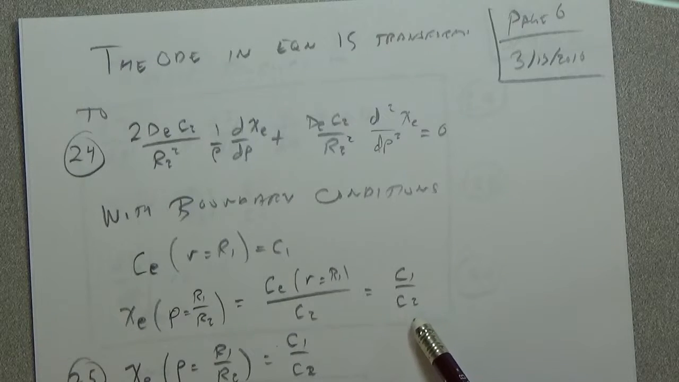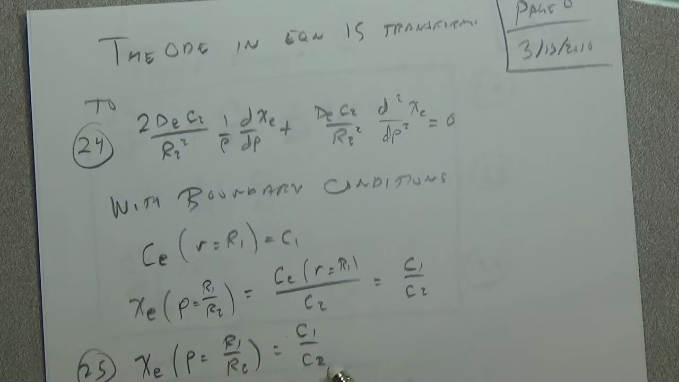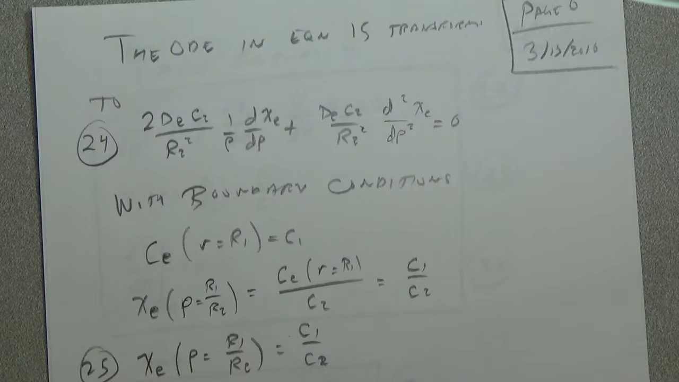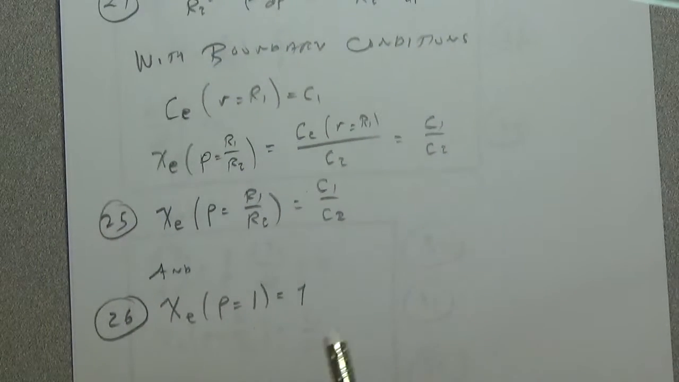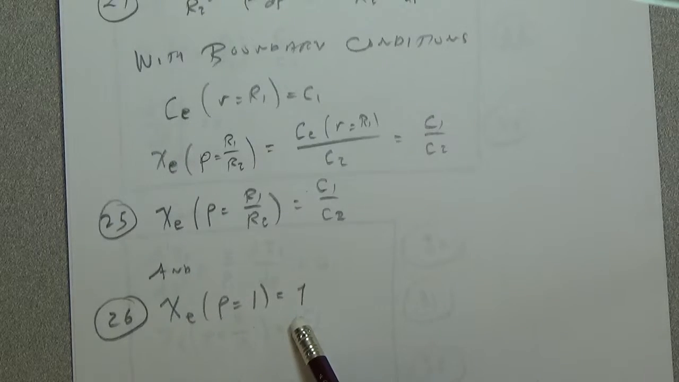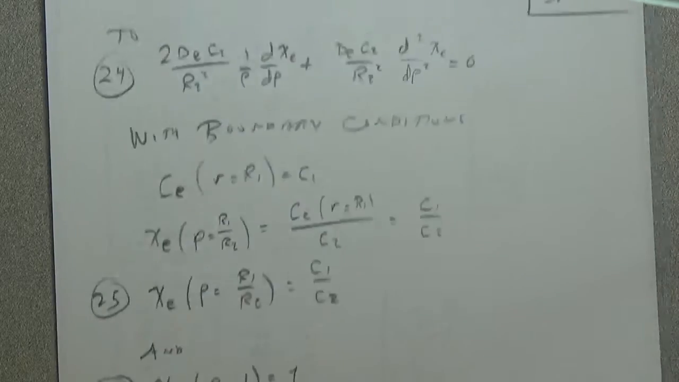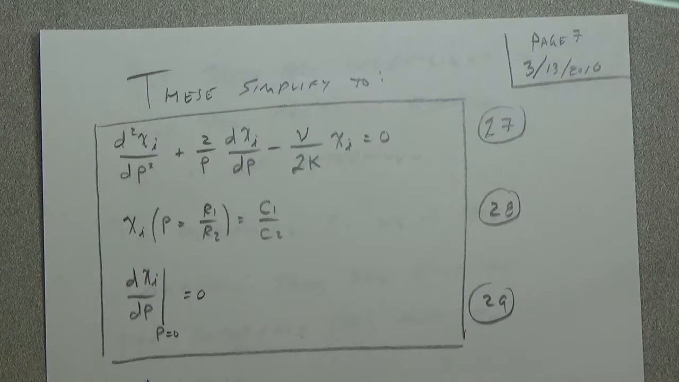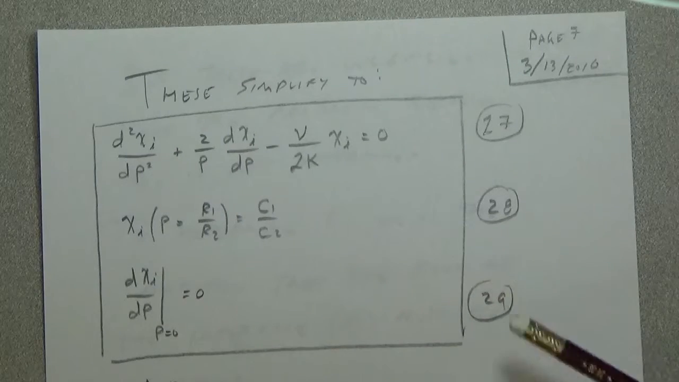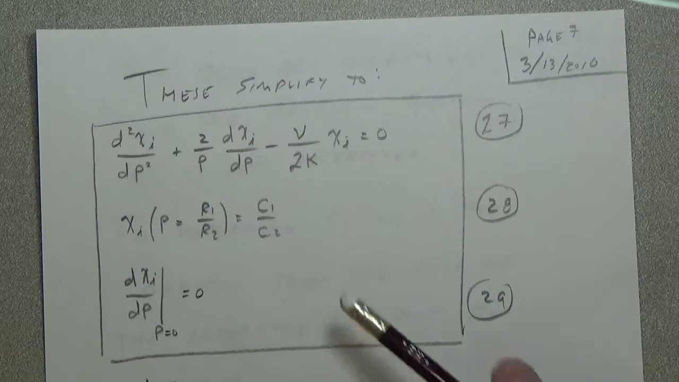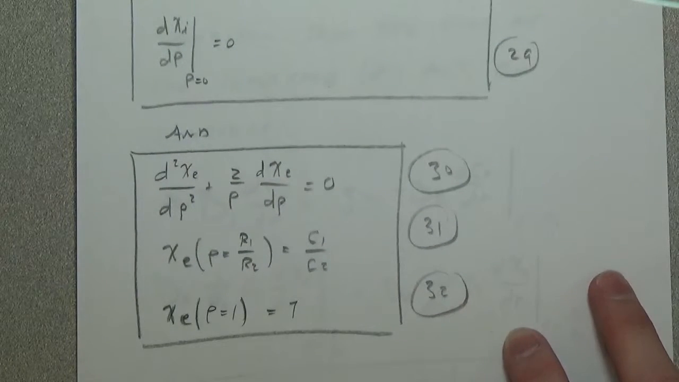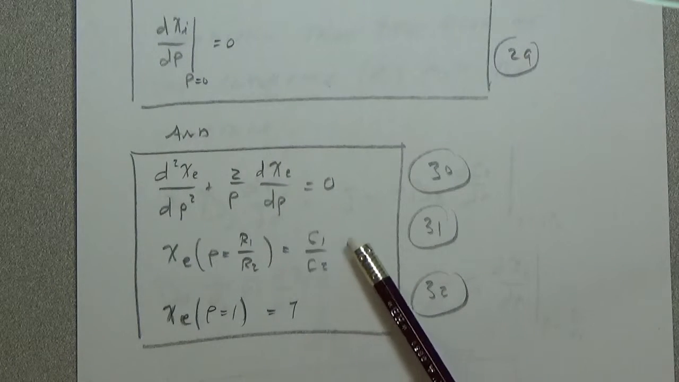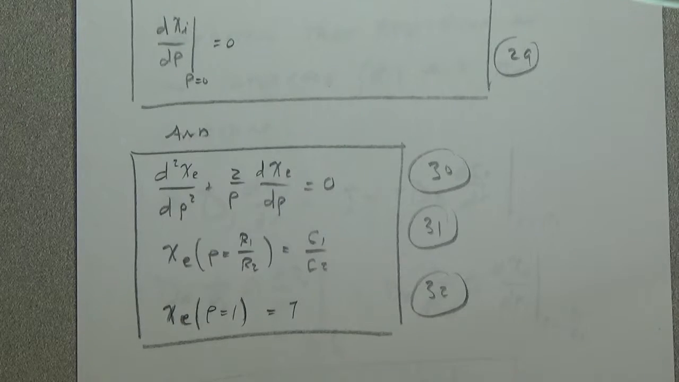So that's, again, saying that the solutions have to be equal at the interface. And then the second one is that chi sub E at rho equals 1 is equal to 1. So that's saying that on the surface it has to be equal to C2, which is C2 over C2, which is 1. And that gives us this first ordinary differential equation for the interior with two boundary conditions, and this ordinary differential equation with two boundary conditions for the exterior.